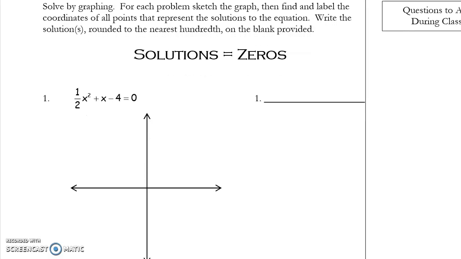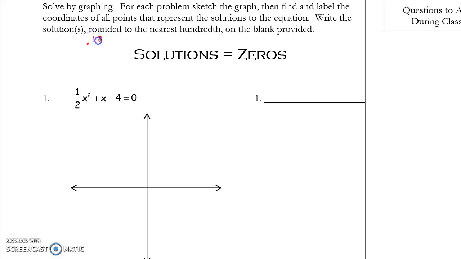Alright, so here's the directions. These are the directions that you are going to see when you are getting your quiz and your test. Solve by graphing. For each problem, sketch the graph, find and label the coordinates of all points that represent solutions. Remember, solutions and zeros are the exact same thing. Write your solutions rounded to the nearest hundredth. That's 2 decimal places. So again, quick rounding review.